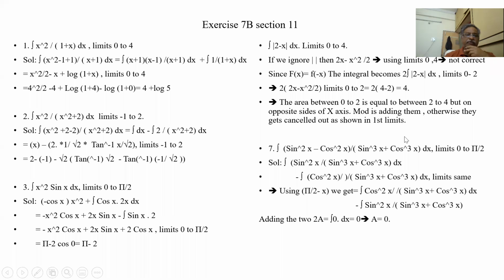So we don't have a reading for tan inverse root 2. We have a reading for tan inverse 1 or sin inverse 1 by root 2 or cos inverse 1 by root 2, but tan inverse, we keep the answer like that. Let us see the third problem.